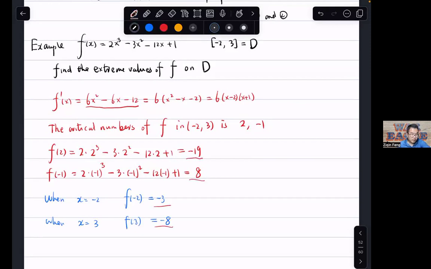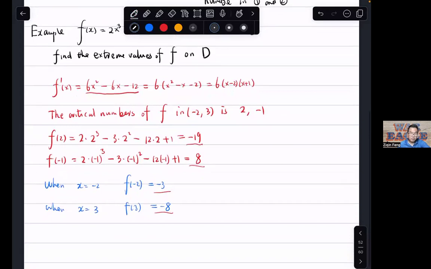The biggest, the greatest one, is the absolute maximum value, and the smallest one is the absolute minimum value. You can see that the biggest one is 8, so this is the absolute maximum value of f on D, and the smallest one is -19, so this is the absolute minimum value of f on D. So that's how we identify the absolute maximum and the absolute minimum value given a function that is continuous on a given domain.